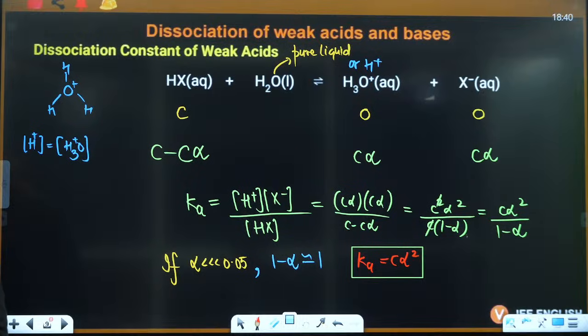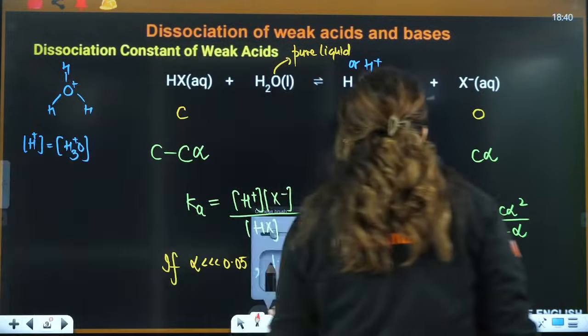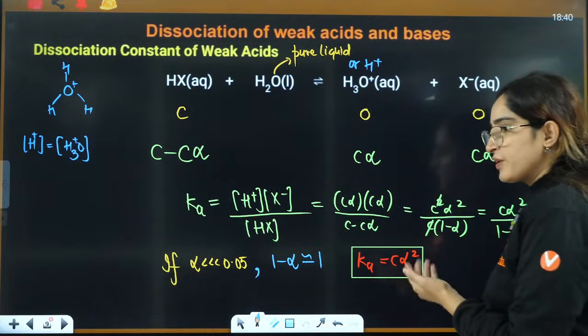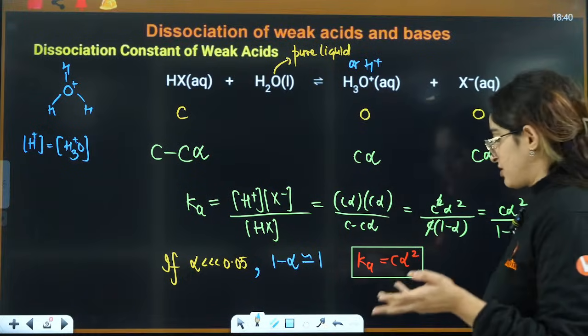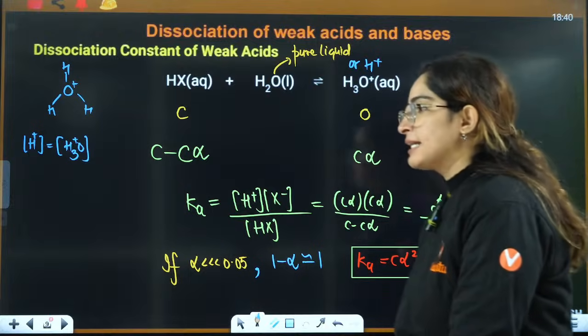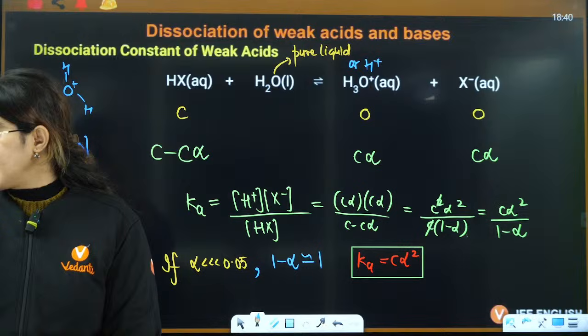Okay, ma'am, chapter hard. It's not hard, it's actually easy. I was about to make this easy for you, but you are making it difficult for me to teach. Right? Ka is equals to C alpha square. Tell me if this particular slide is clear to all of you, because we are going to repeat this thing again and again.